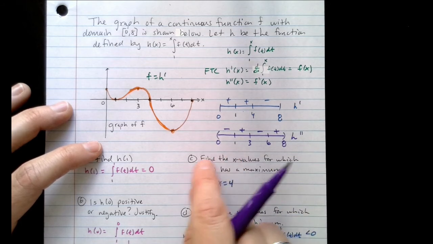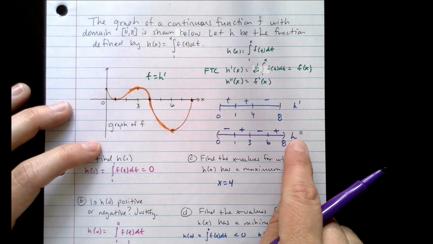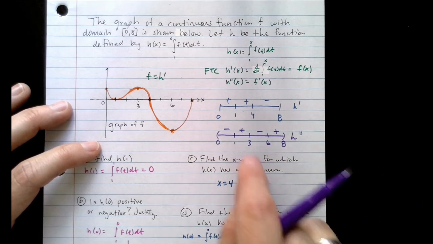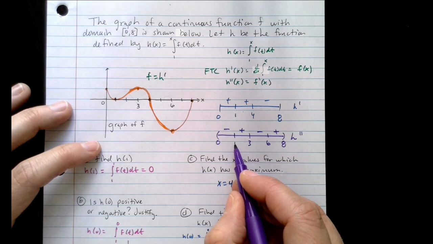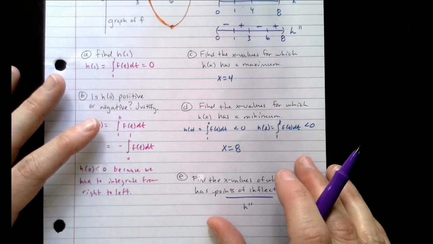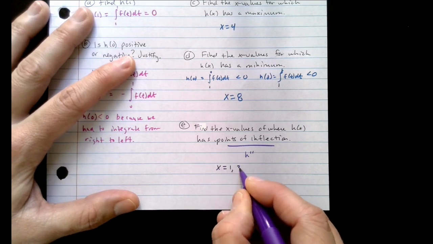So I can see that 1, 3, and 6 are candidates for points of inflection. But remember, the sign of the second derivative at those points must change to actually consider them points of inflection. Well, I can see the sign changes at 1, at 3, and at 6. So all three of those are actual points of inflection.